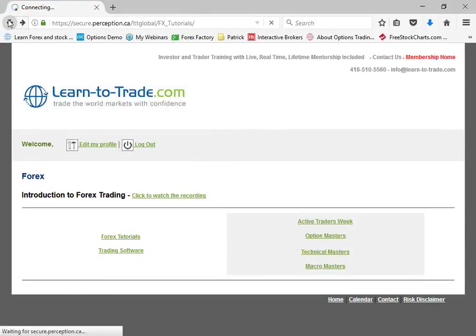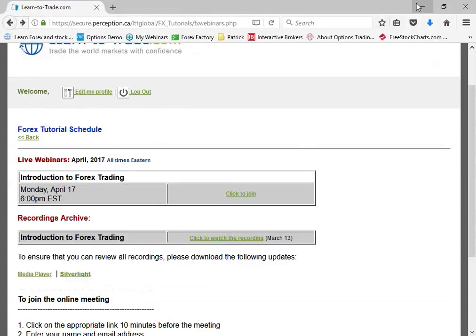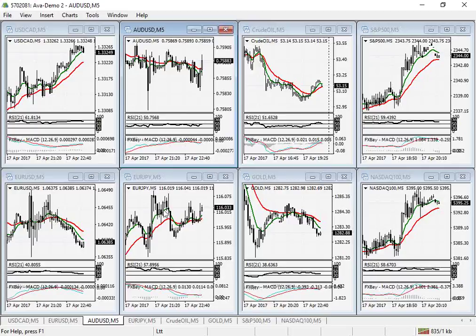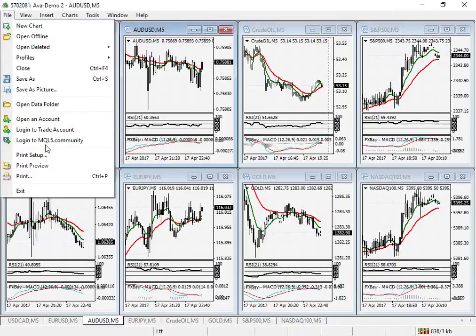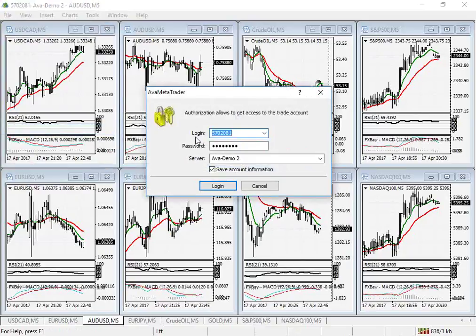Okay? So let's just kind of go back. And now we've downloaded the software. An icon will appear on your desktop, which is this one right here. I don't know if you can see my little cursor right at the bottom. That's the icon that will appear when you download your software. You're also going to get a username and a password, which you're going to use in order to log into your demo account. So log into the account.